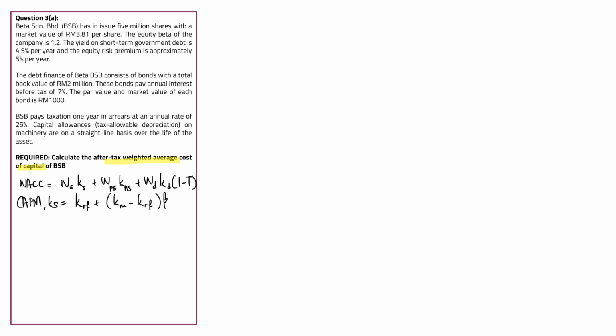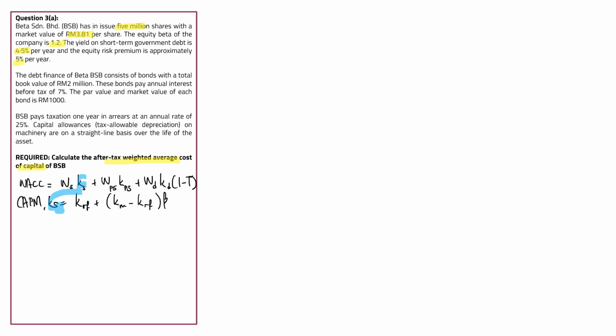Okay, from here let's try tackling the questions one by one. As we can see over here, KS actually comes from the CAPM, so let's try calculating that first. Going through the question, Beta Sundar Bharat has 5 million shares, market value 3.81 per share, equity beta is 1.2, the yield on short-term government debt is 4.5%, and the equity risk premium is 5% per year.